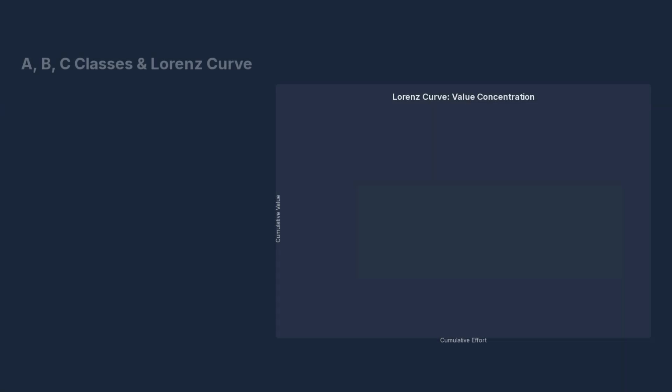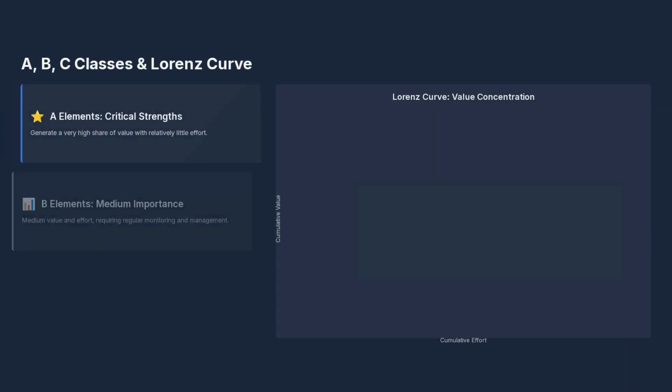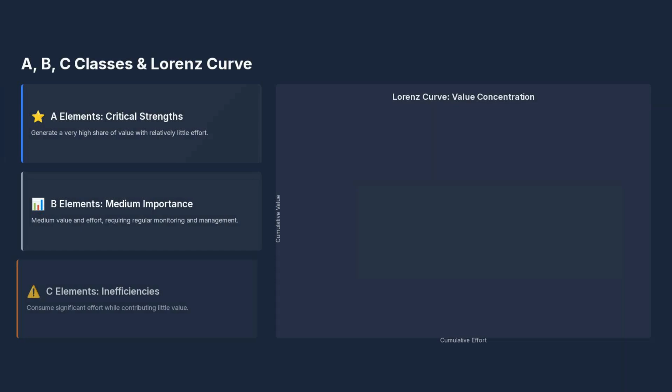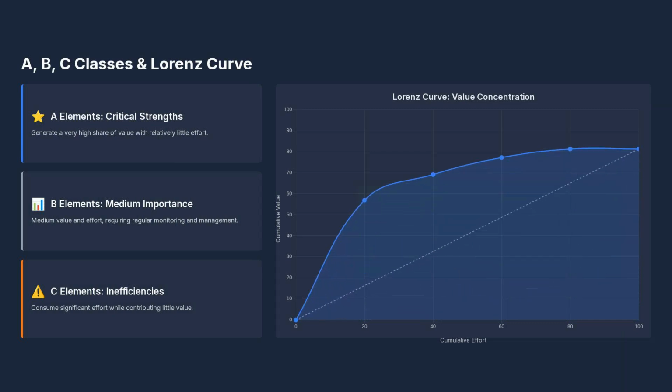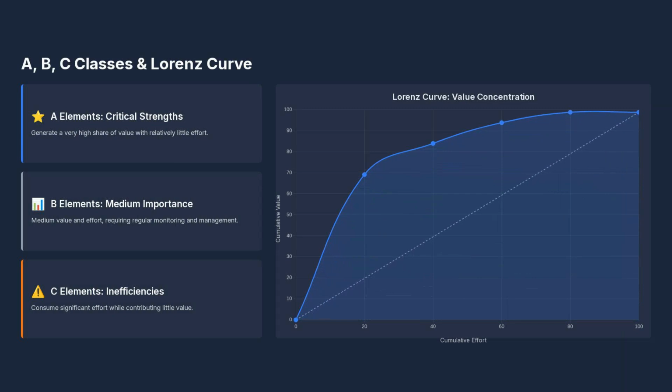Based on this Pareto logic, elements are classified into A, B, and C categories. A elements generate a very high share of value with relatively little effort and represent critical strengths. B elements are of medium importance and require regular monitoring. C elements consume significant effort while contributing relatively little value and often indicate structural weaknesses or inefficiencies.